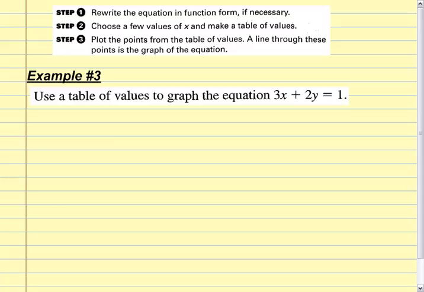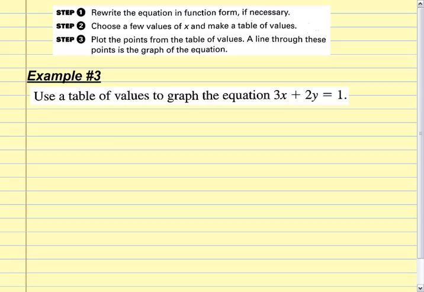Okay, now for example number 3, it says use a table of values to graph the equation 3x plus 2y equals 1. But we have some steps that we want to follow. The first thing we want to do is rewrite the equation in function form. We know how to do that from the last example.